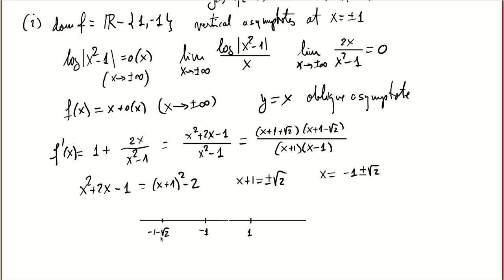And then negative 1 plus the square root of 2, which is, remember, the square root of 2 is 1.4, something like that. So this is going to be 0.4, so it's going to be somewhere here. So it's negative 1 plus the square root of 2. Okay. If we are here, all 4 factors are negative, so the sign of the derivative is going to be positive.